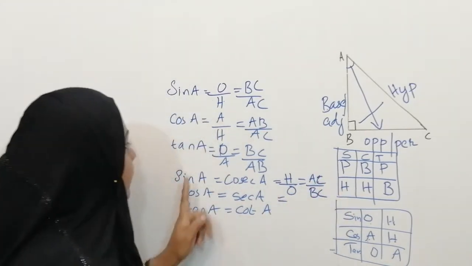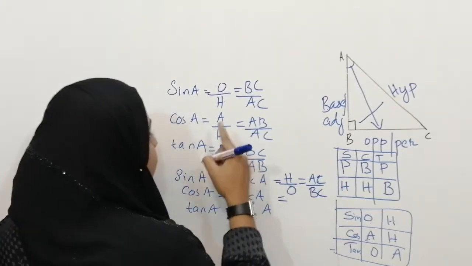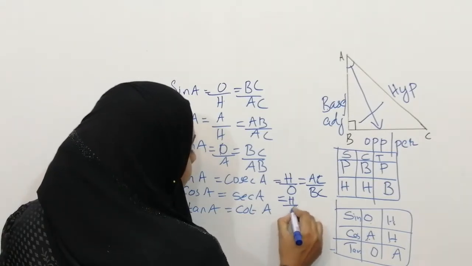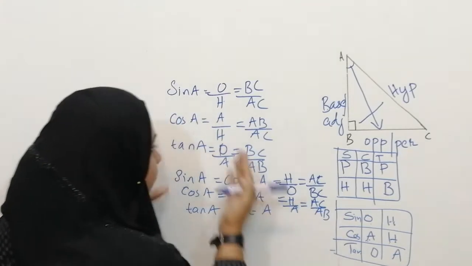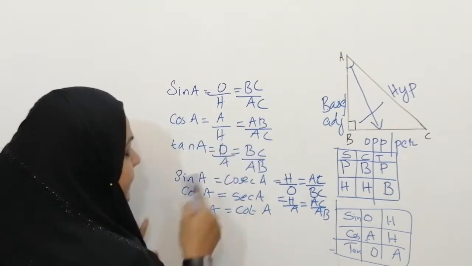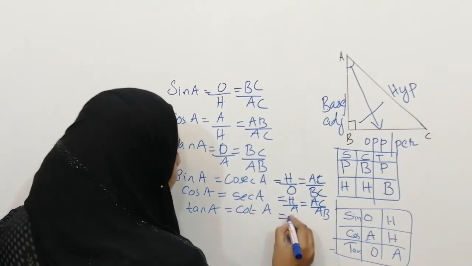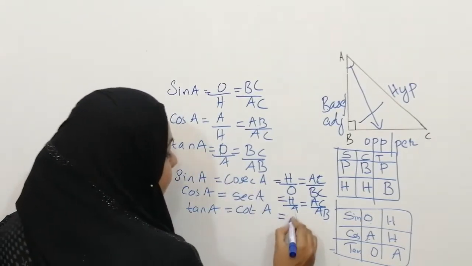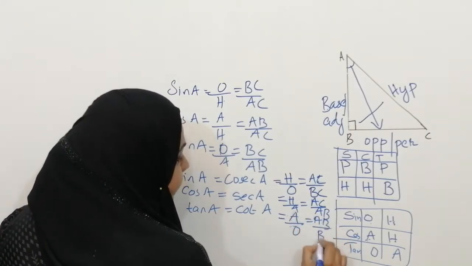So here what is cos A? Cos A is adjacent to hypotenuse. So when we take reciprocal of cos A, we will get hypotenuse to adjacent, that is AC to AB. So when you reverse cos A, you will get sec A. Similarly, when you reverse tan A, you will get cot A. So opposite to adjacent is tan A. So when we reverse, we will get adjacent to opposite, that is AB by BC.